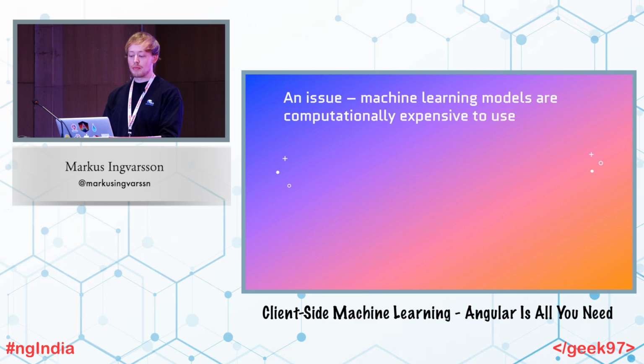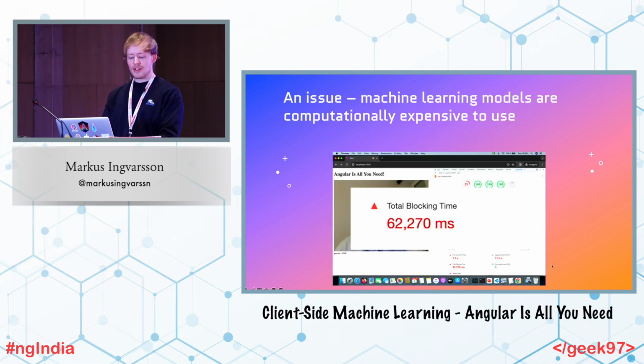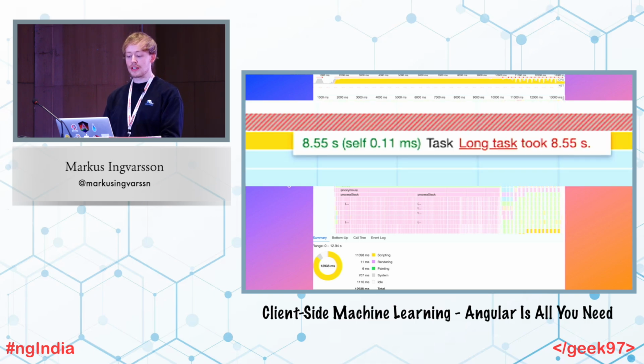Another issue we have is that machine learning models can be computationally expensive to use. So, if we see here, we have a total blocking time of 62 seconds. I'm not sure how much we're supposed to read into that, but something is going on. And if we look here into the Performance tab in the Chrome DevTools, we can see that we have a long task here that runs from 8.5 seconds. So basically what's happening is that the browser is being blocked.